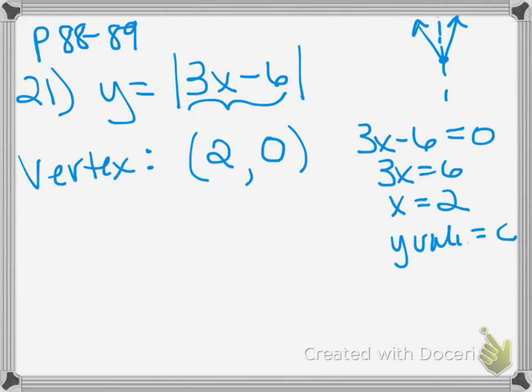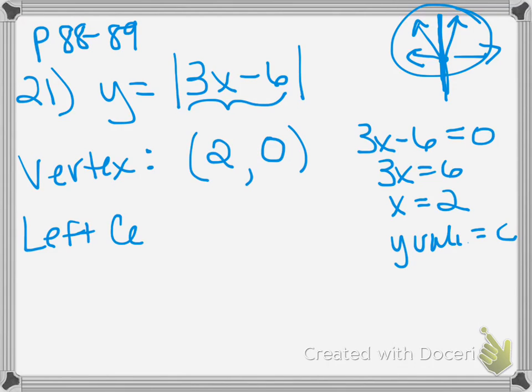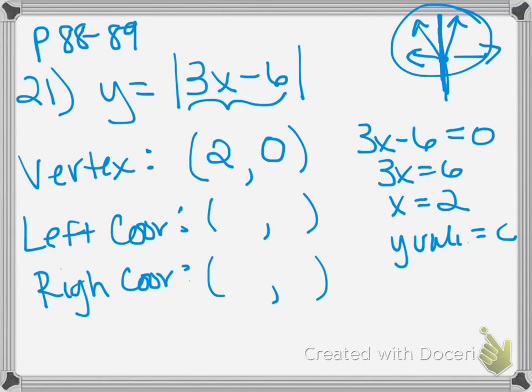Okay? So with our V, one other thing that I do want to explain is, if you notice outside of the absolute value, it's positive. Whenever it's positive outside the absolute value, it's going to take a normal V look. Okay? So with our vertex, you have values left of the vertex and values right of the vertex. So basically you want to find a left coordinate and you want to find a right coordinate.